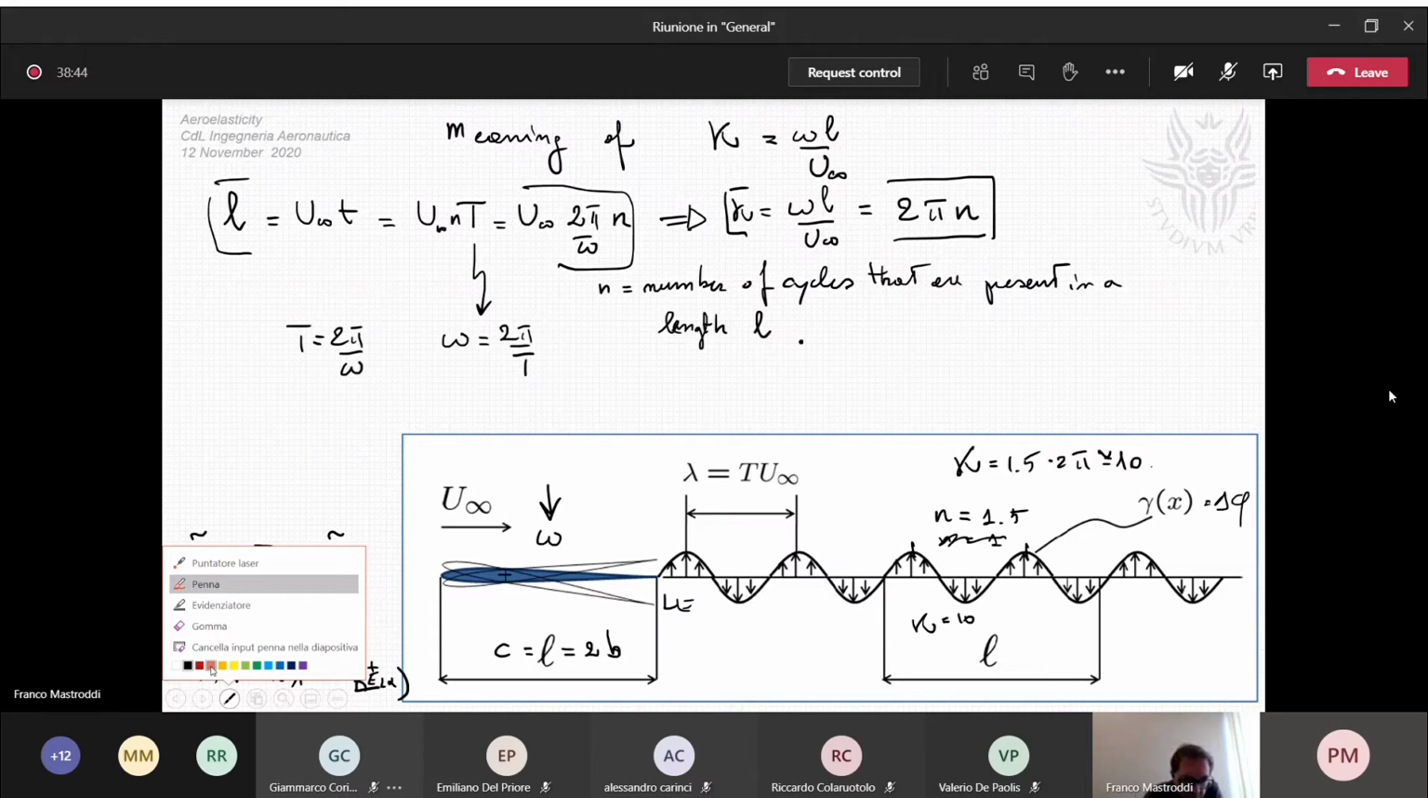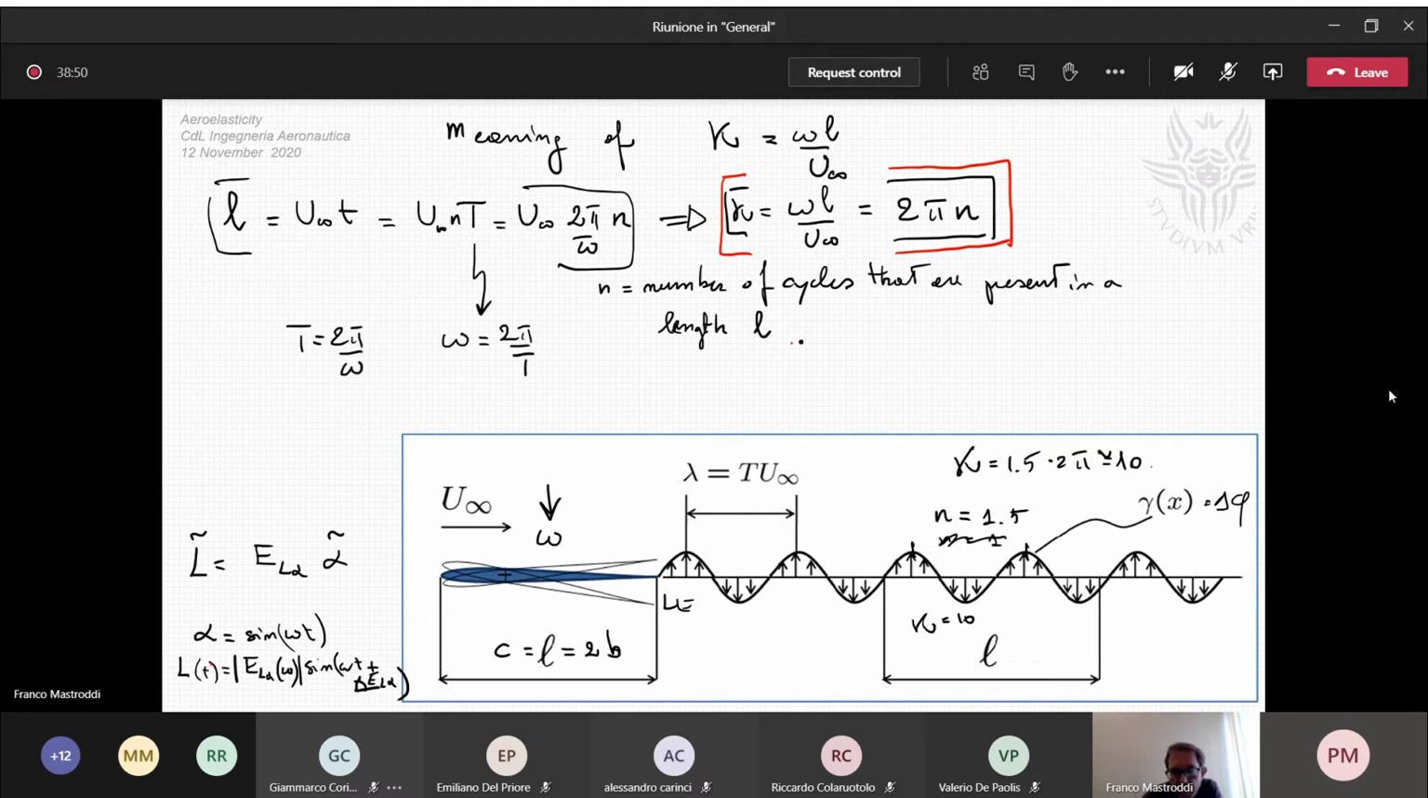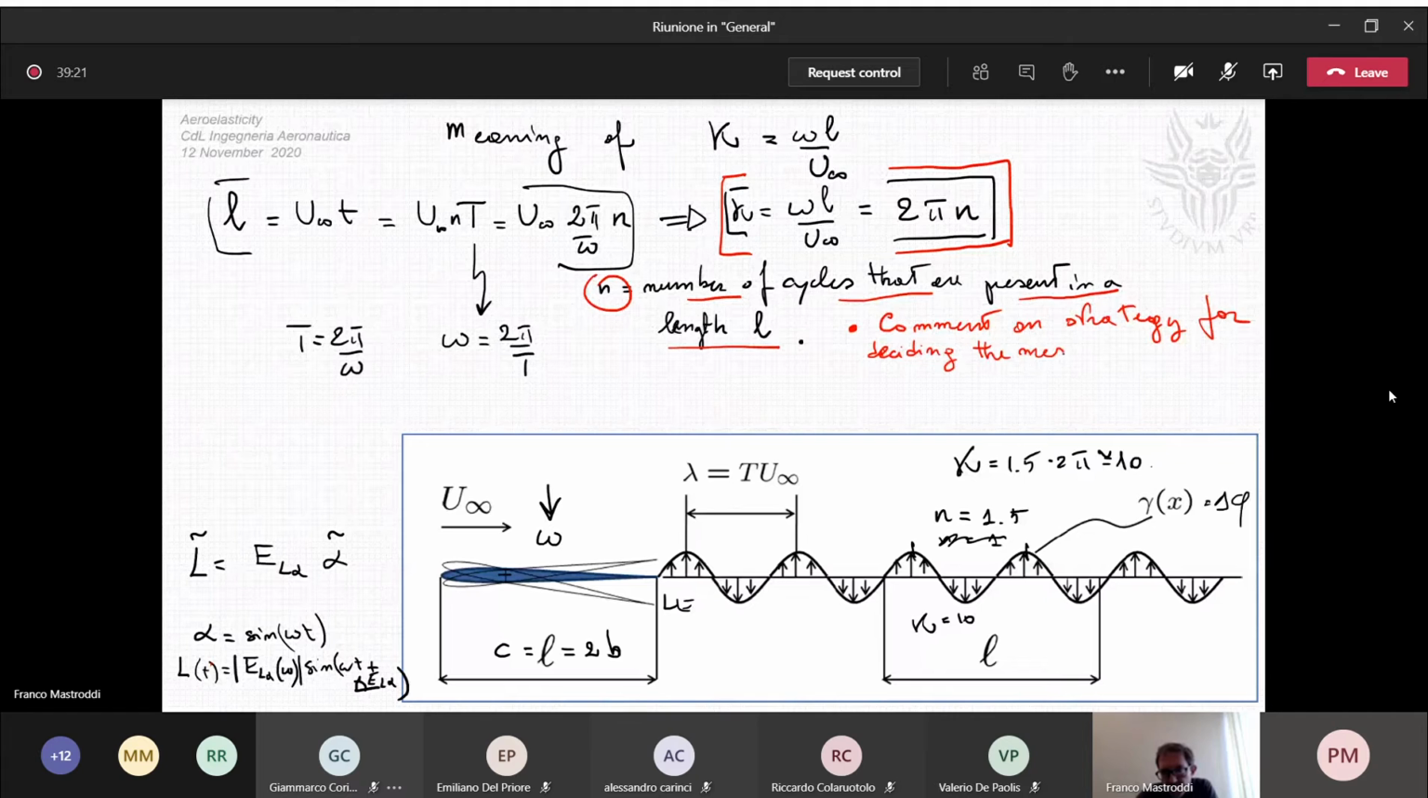So this is kappa, which is essentially related to N, the number of cycles that are present in a length L. And we have a comment on strategy for deciding the mesh panel in panel method.